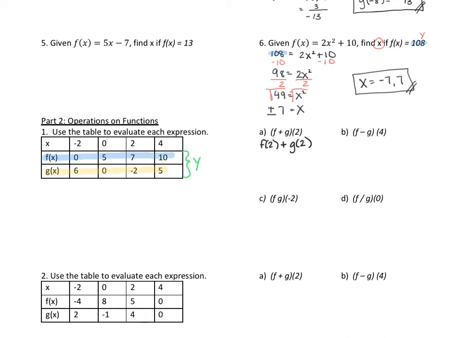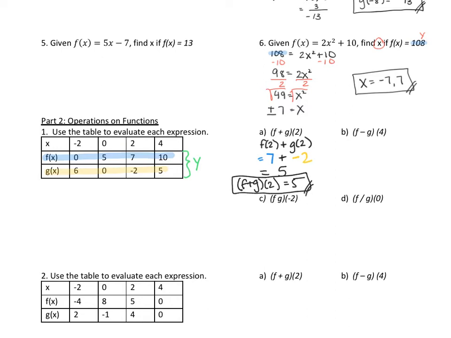So for f of 2, we look to see, okay, when my x value is 2, what's my y value for my f function? Oh, that's going to be 7. And we're going to add that to the y value of g. So when x is 2, the y value of g is negative 2. So we're going to add in a negative 2. So when we do 7 plus a negative 2, that's going to become 5. So we were able to take our two y values and add those together and have a final statement of f plus g of 2 is equal to 5.